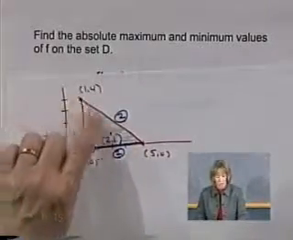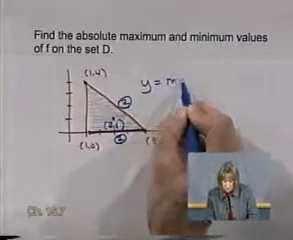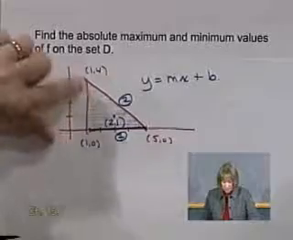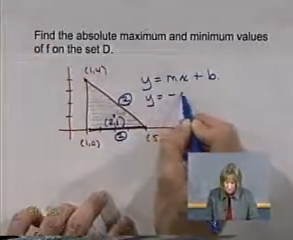I have to get the equation of that line. All right, that equation of the line is going to be y equals mx plus b. The slope when I go from here to here is I'm going down 4 over 4, so I can see my slope is a minus 1.